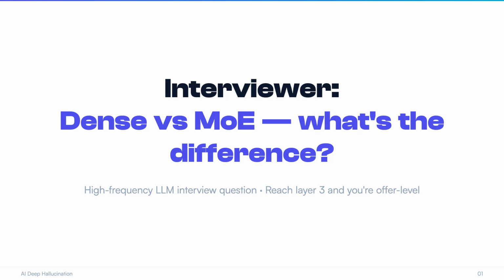Today we're tackling a question that comes up in almost every LLM interview. Give a shallow answer and you're out. Explain dense and MoE, what's the difference? I've been asked this twice. I answered, one uses everything, one uses a part, and the interviewer just said, and then?